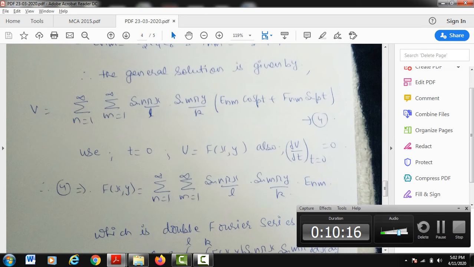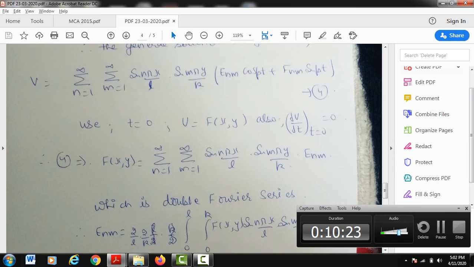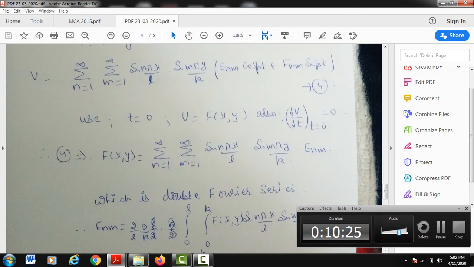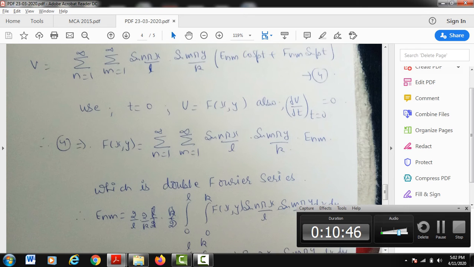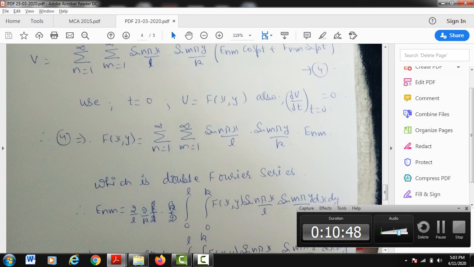Now the last condition that I am going to use for the wave equation, in one dimension we have also used these conditions. So from here, when t is 0, v is equal to f of xy, and second is curly v over curly t, by putting t is equal to 0, is also 0. First of all, I am using the first condition: when t is 0, v is equal to f of xy. So if I put t is equal to 0 in the fourth equation, I will get cos 0 is 1, sin 0 is 0.